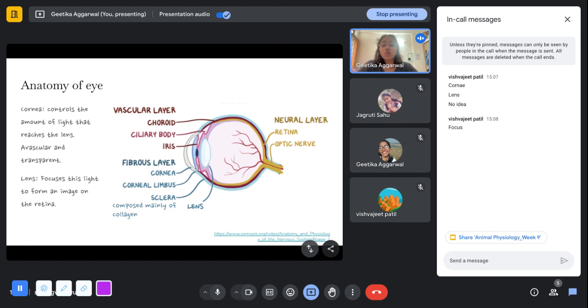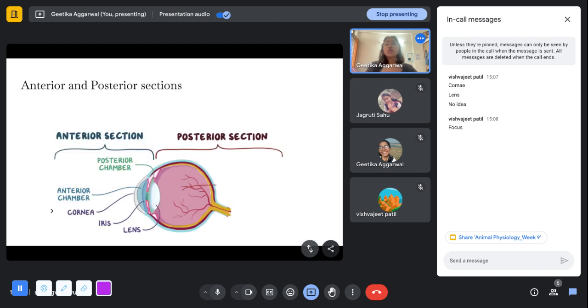Okay, so this is the basic anatomy of the eye. And moving on to the different sections in which the eye can be divided, it's divided into an anterior section and a posterior section, depending on the lens. The section in front of the lens, between the cornea and the lens, is called the anterior section, and the area between the lens and the retina is called the posterior section.